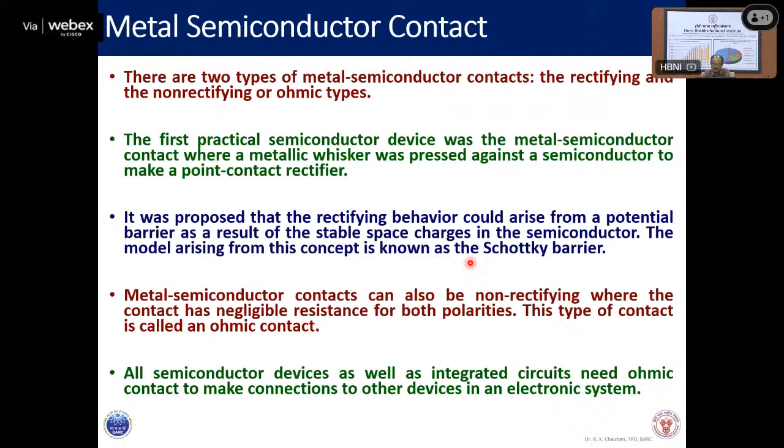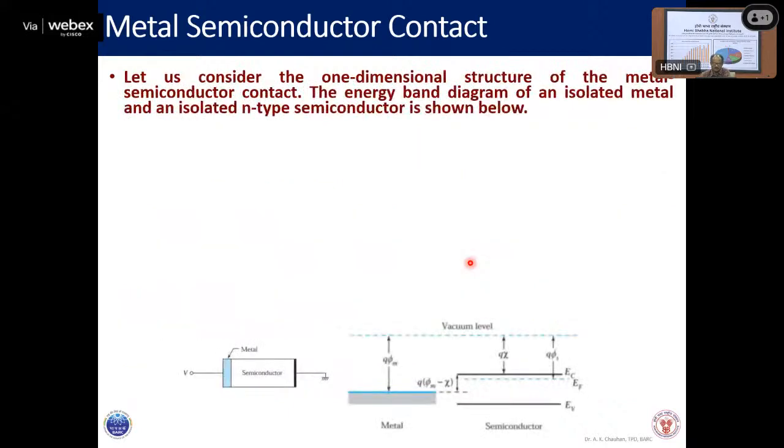However, all semiconductor devices, and always the integrated circuit, need ohmic contacts to make connections to other devices in the electronic system. Now if we make a metal semiconductor contact, let us consider the one-dimensional structure of the metal semiconductor contact, the energy band diagram of an isolated metal and isolated semiconductor. I have a few more slides.